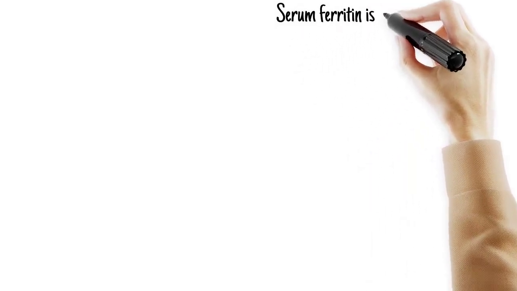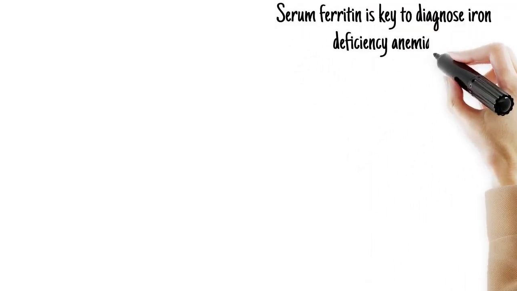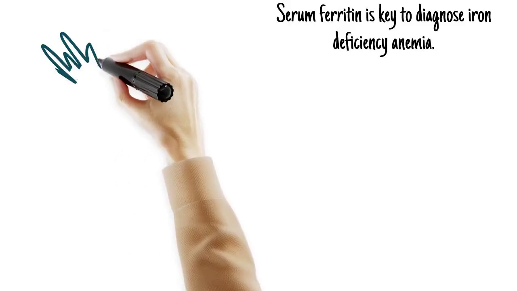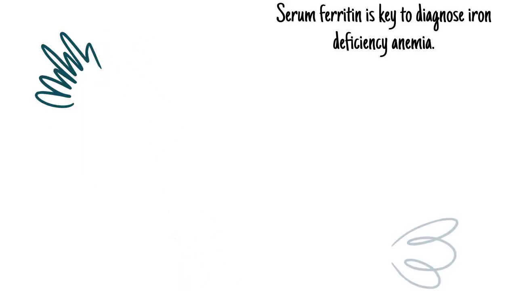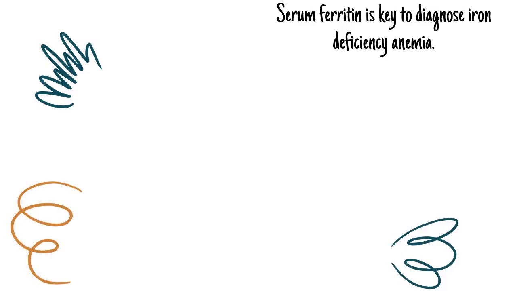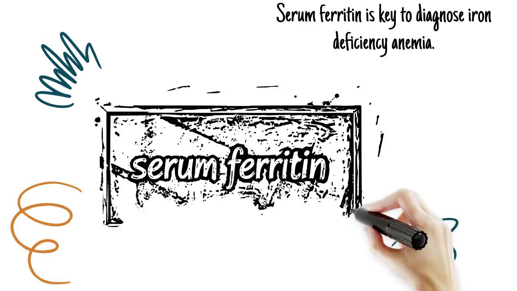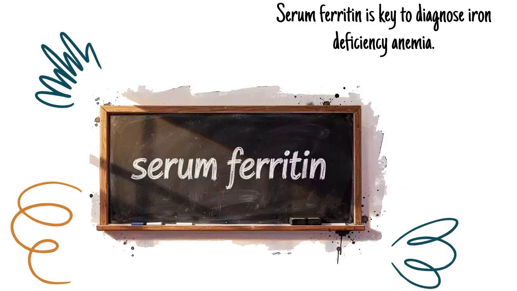The first test to order is serum ferritin, which is the storage form of iron and the single most useful surrogate for total body iron stores. A low ferritin is essentially diagnostic of iron deficiency anemia, the most common cause of microcytic anemia worldwide.